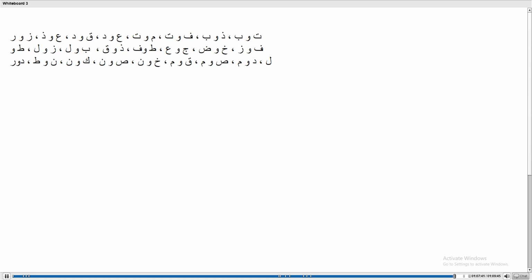Allah, subhanahu wa ta'ala, said وإذا رأيت الذين يخوضون في آياتنا. جاع طاف ذاق يذوق بال يبول زال يزول طال يطول دام يدوم صام يصوم قام خان صان كان. نطق واضح. بارك الله فيكم.